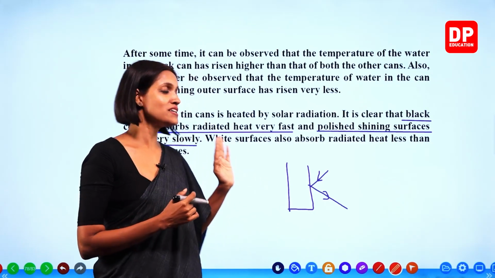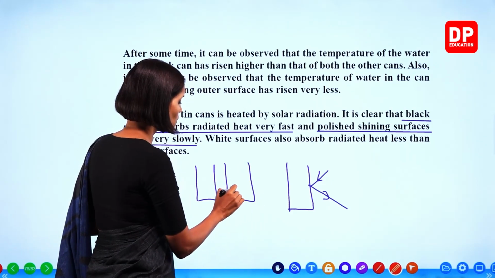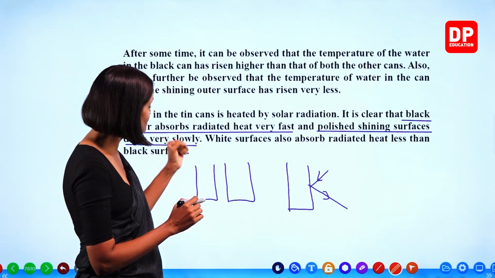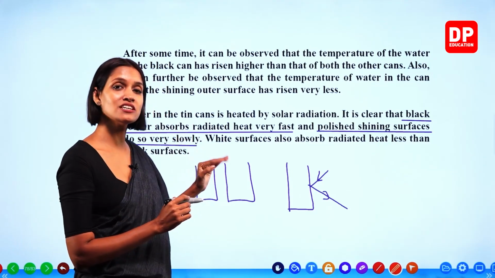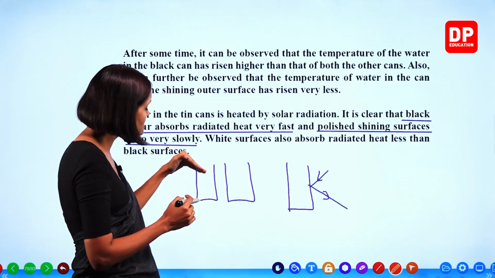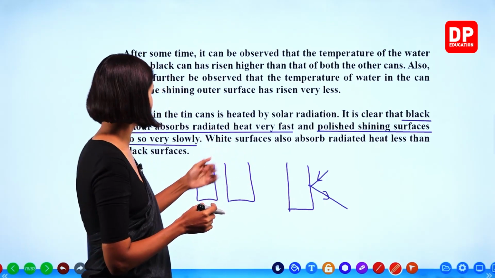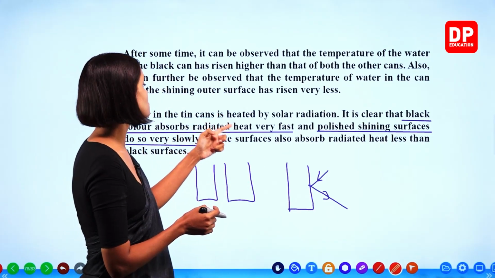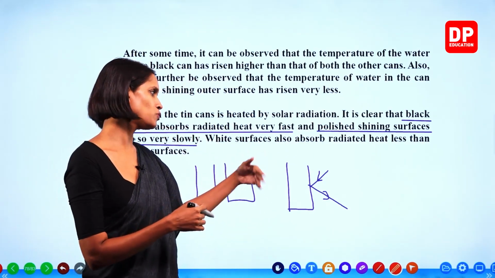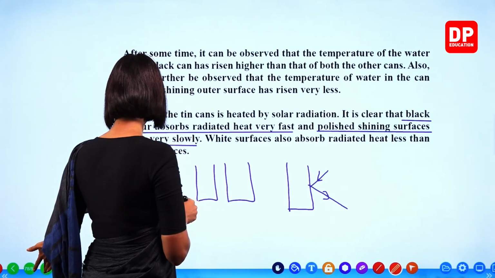So you will realize, let's say if you use two cans, one matte black and one shiny black in color, the shiny black tin can gets heated up a little slower than the matte black, because the shiny surface reflects light. Okay, so that is another way of doing it. White surfaces also absorb radiated heat less than black surfaces, but more than the shiny surface. Okay, children, we'll move on to the next.